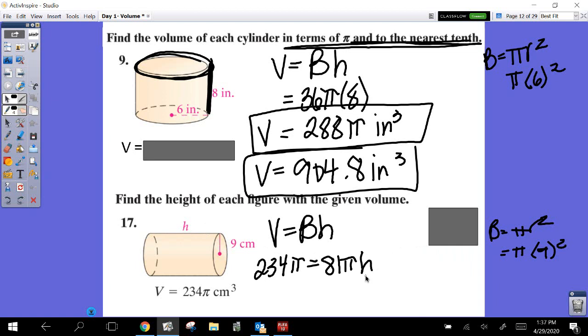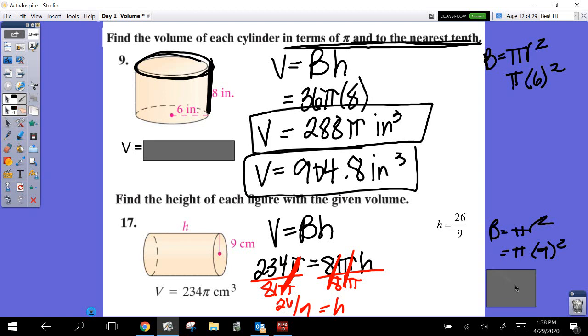So how would I get h by itself right here? What am I going to do to get rid of this 81 pi? I'm going to divide by 81 pi. Those cancel. Those cancel. So h is just going to equal 234 divided by, oh wow, it gives me a fraction, which is 26/9, I believe. Let's make sure that's what I got. Yep, there you go. So the height would be 26/9 centimeters.